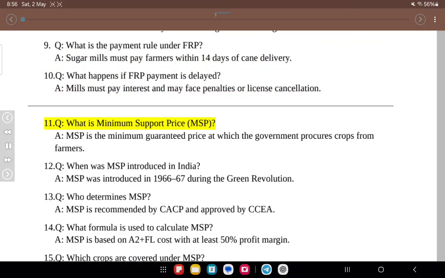11. Q. What is minimum support price MSP? A. MSP is the minimum guaranteed price at which the government procures crops from farmers. 12. Q. When was MSP introduced in India? A. MSP was introduced in 1966-67 during the Green Revolution. 13. Q. Who determines MSP? A. MSP is recommended by CACP and approved by CCEA. 14. Q. What formula is used to calculate MSP? A. MSP is based on A2 plus FL cost with at least 50% profit margin.